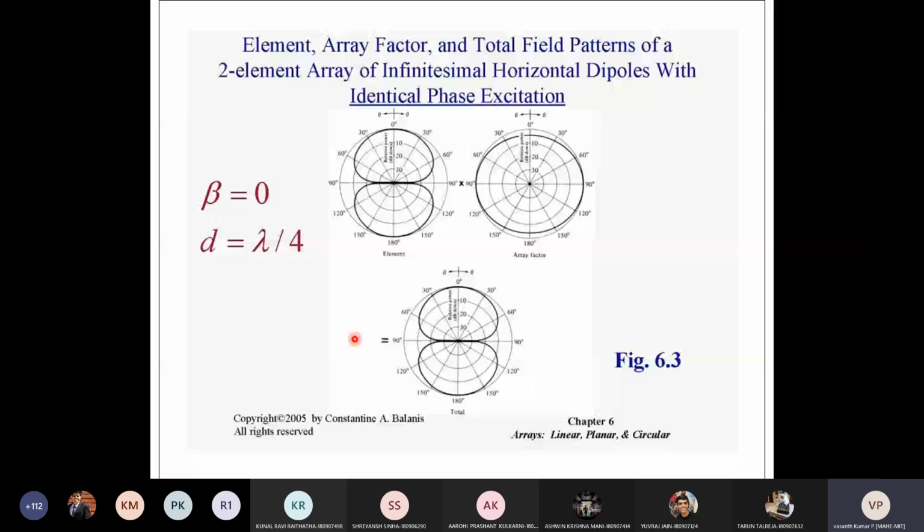Okay, have you understood this? This is for beta is equal to 0, d is equal to lambda by 4. Is it clear?